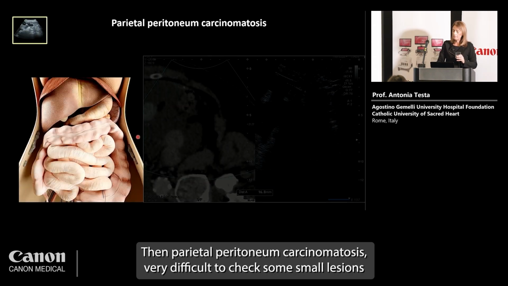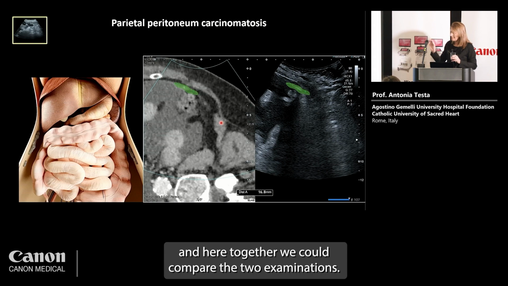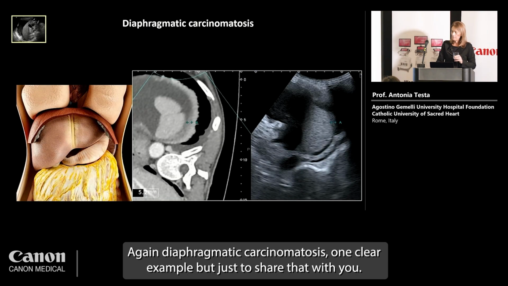Then parietal peritoneum carcinomatosis, very difficult to check some small lesions. And here together we could compare the two examinations. Again, diaphragmatic carcinomatosis, one clear example, but just to share that with you.